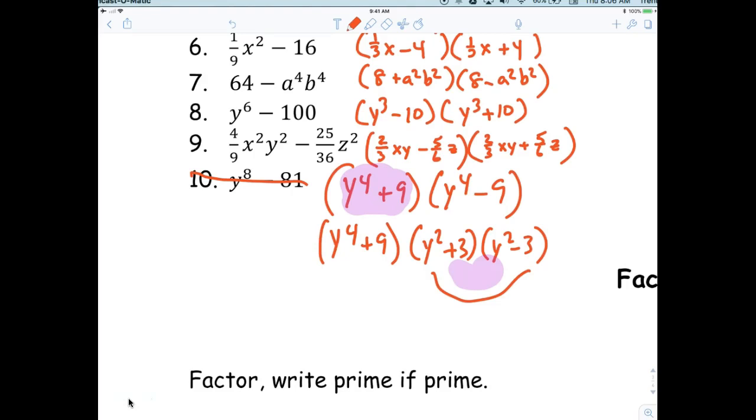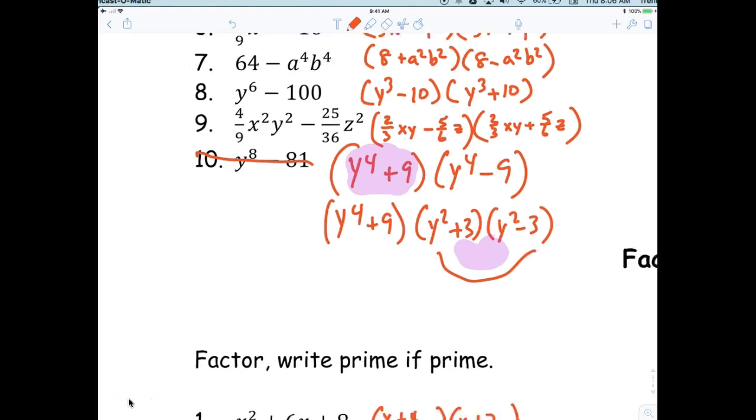However, you have to remember they have to be perfect squares. It's got to be like a 16 or a 9 or a 25. If it isn't, then you can't factor it. Just like this right here, y squared minus 3. Can't factor that.